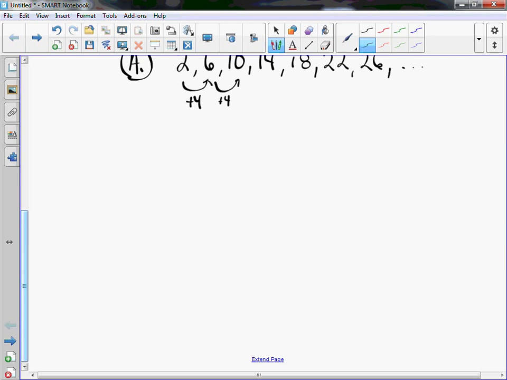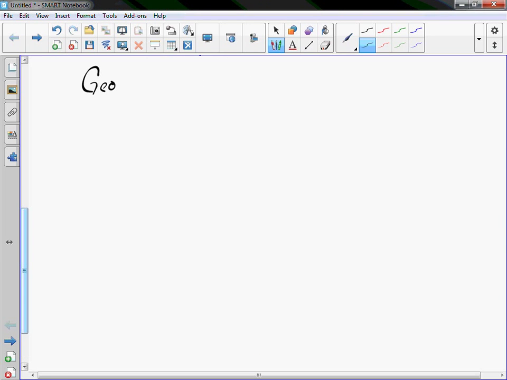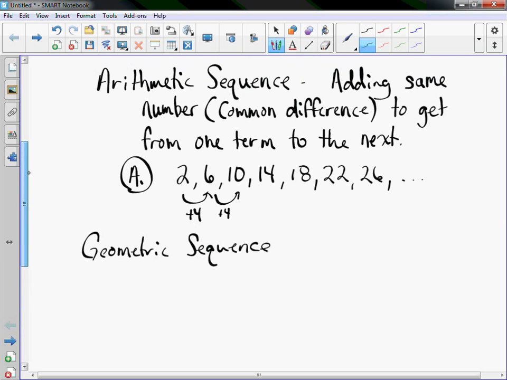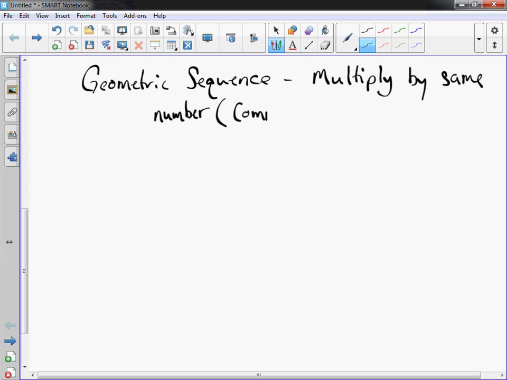The other type is a geometric sequence. In a geometric sequence, we're going to multiply by the same number, the common factor, to get from one term to the next.